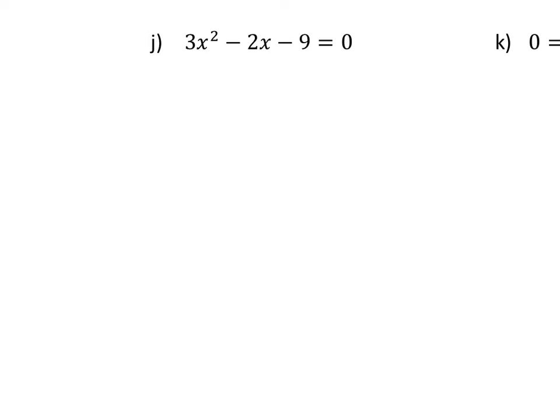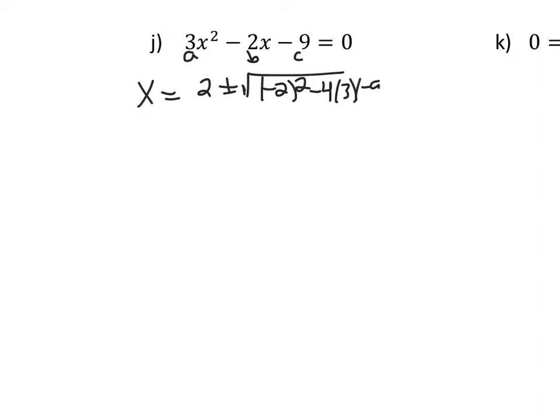Letter J. This is already in descending order. We have A, B, and C. It's already equal to 0 as well. So x equals negative b, which would be positive 2, plus or minus the square root of b squared minus 4 times a times c, all over 2 times a.